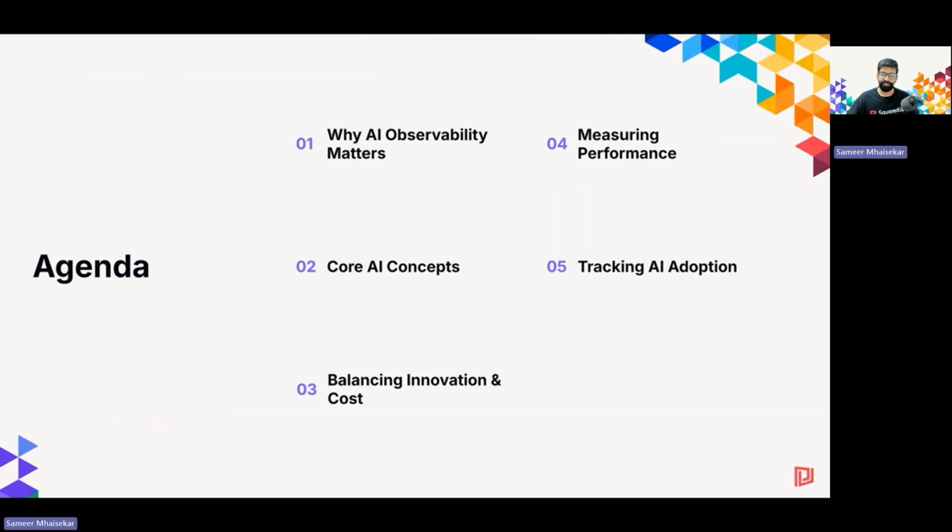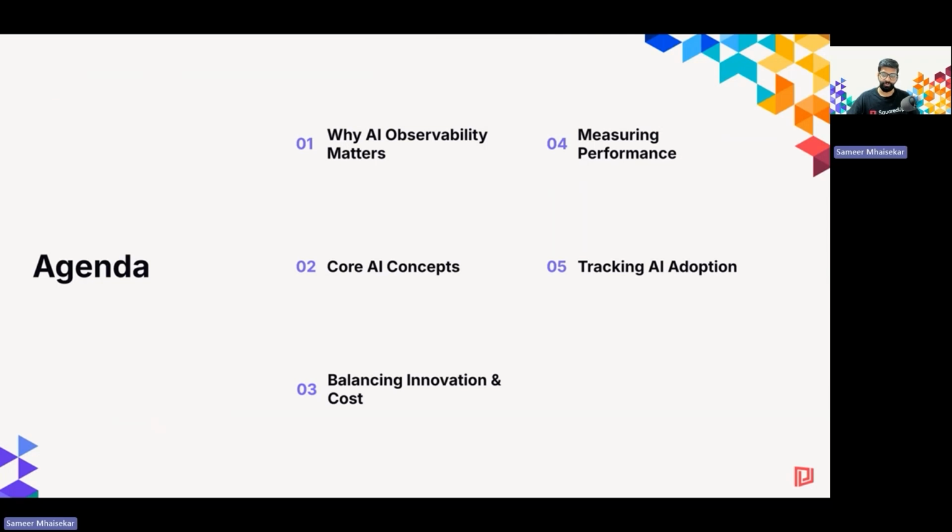Next, we will get into some core AI concepts. Nothing too fancy, just enough so everyone's on the same page, whether you are deep in the AI woods already or just getting started. After that, we'll talk about the tricky balance between innovation and the cost of running AI systems. AI can be powerful, and it is indeed powerful, but it can also get pretty expensive pretty quickly, so you have to be extra careful. I'll share some strategies to keep things under control.